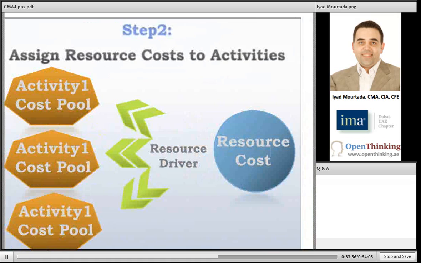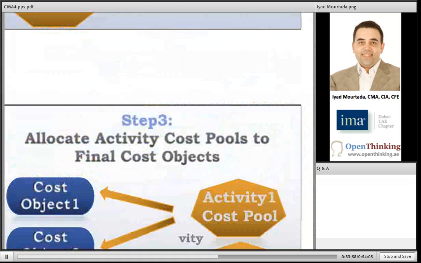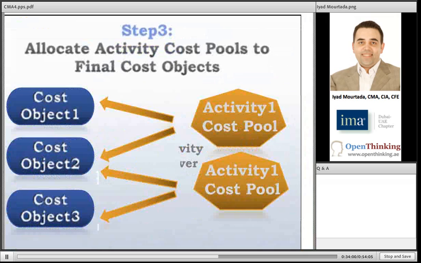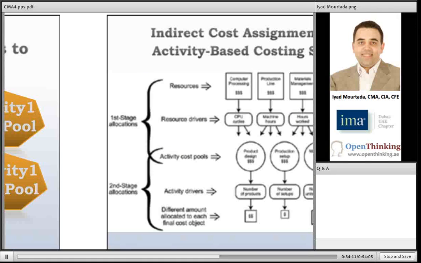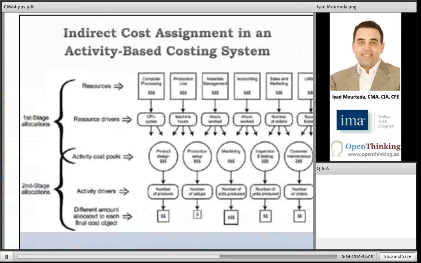And then what will happen, if we go down, this is what will happen. We go and take these activity cost pools, and we allocate the cost to the cost object, see? Because now we understand exactly what the cost drivers are that we are looking at. So if we look at it in general, this is what will happen.